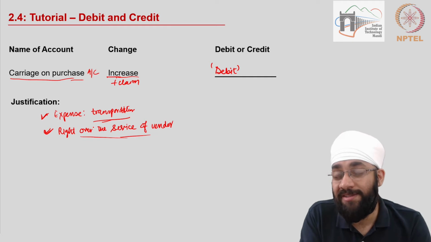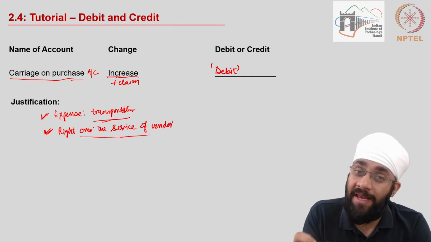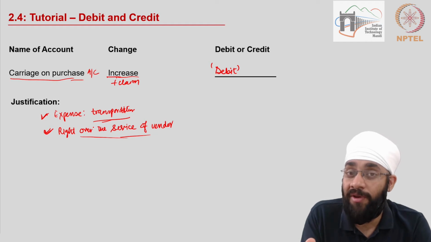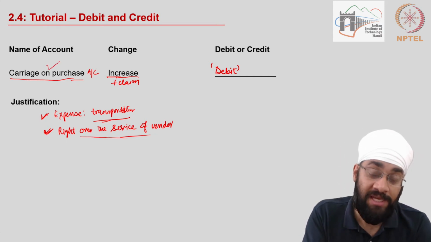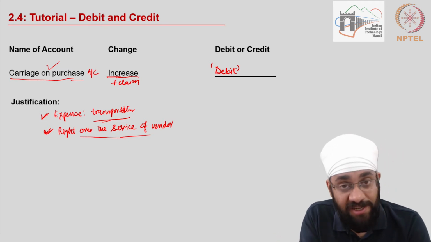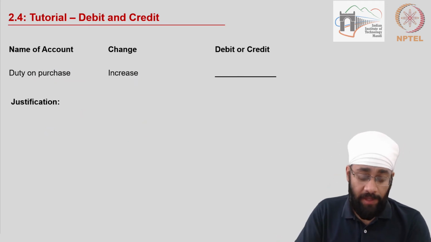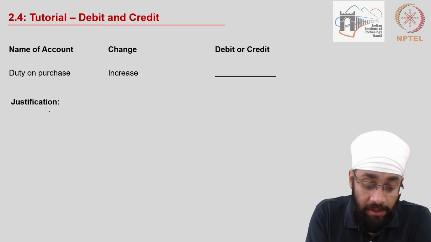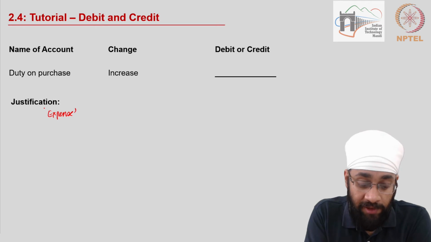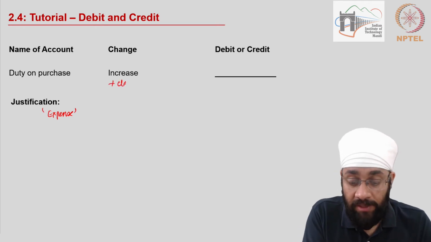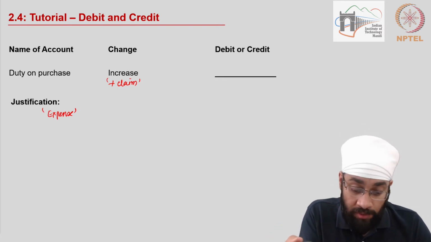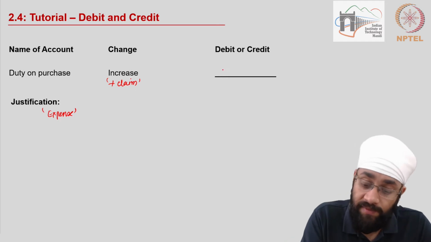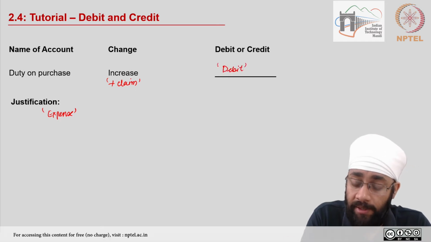The other side is that you have paid cash for it. So the business's claim on the cash will go down, but the business's claim on the service, the right to use the service, will go up. And carriage on purchase represents that right, not the cash that is paid. All right. Then you have duty on purchase, a similar item. Again, this is an expense. When you pay the expense, you have an increase in the right of the business over the use of a resource, or the business has more claim on that service. It is indicated by debit.